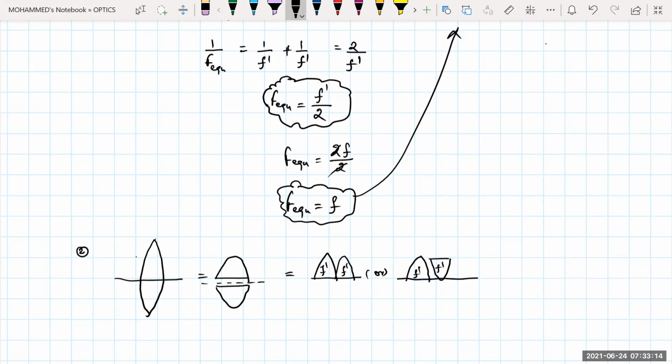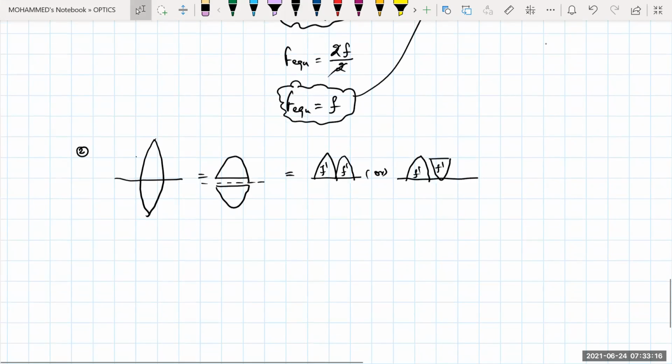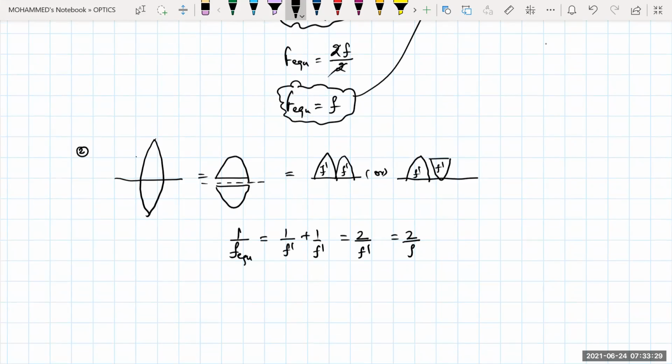This is F dash and this is also your F dash. So 1 by F equivalent will become how much? 1 by F equivalent will be equal to 1 by F dash plus 1 by F dash. That means it will be 2 times of your F dash. So that is 2 times of your F1, because F dash will be equal to your F1. So F equivalent will become F by 2. 1 by F is equal to 2 by F, so F equivalent will become F by 2.